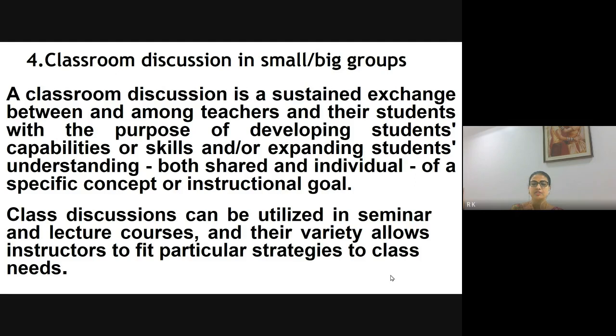So the class discussions can be utilized in seminar and lecture courses. Here in our college, for our MBA students, the first 2 semesters classes will happen. And at the end of the second semester, they have something called an internship. They also have something called a seminar project, where we give them some topics or they take on their own. For example, I have given one of the students, because I'm doing a research paper on that, swarm intelligence and its secondary review analysis based on breast cancer.